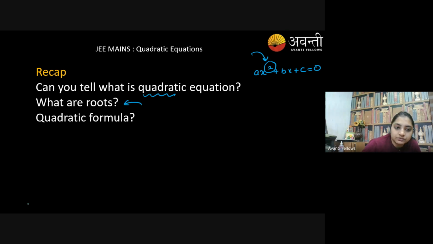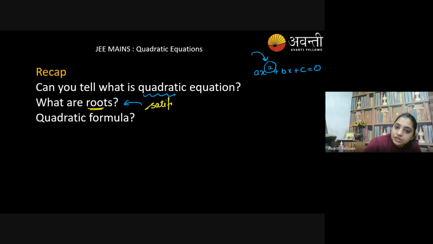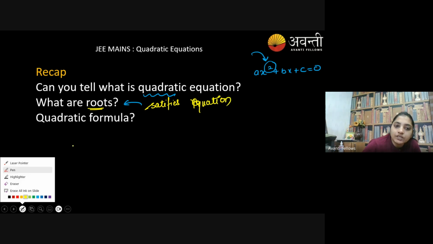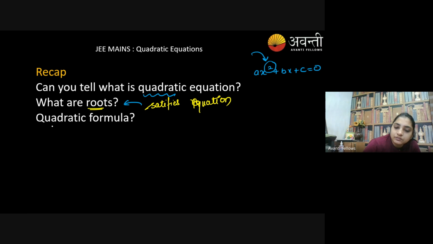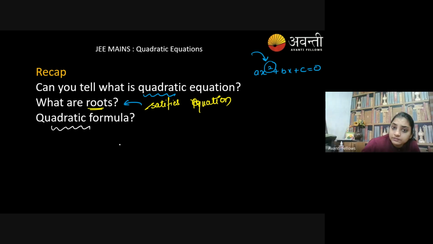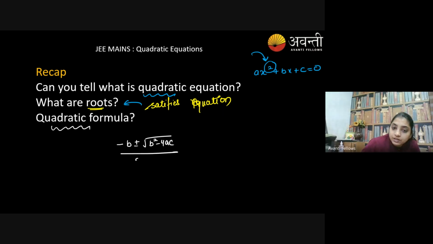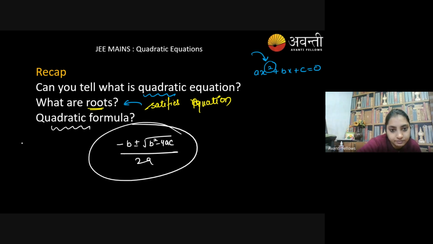So what are roots? Roots are the values that make the equation equal to zero, that means that satisfy your equation. Okay, can anyone tell me what is the quadratic formula? Minus b plus minus root b square minus 4ac upon 2a. Great. So these were the concepts we did in class 10th, right?